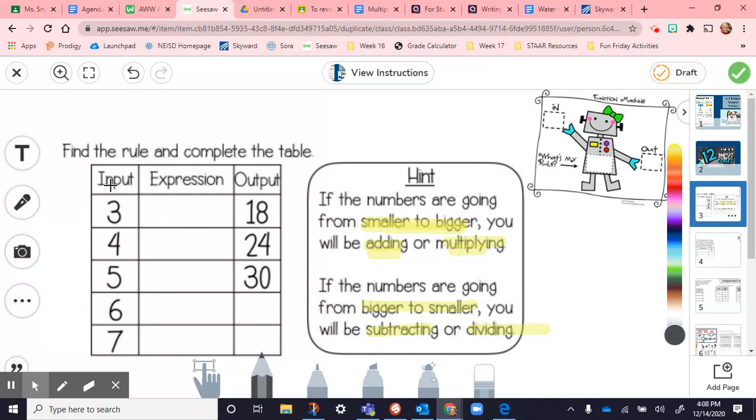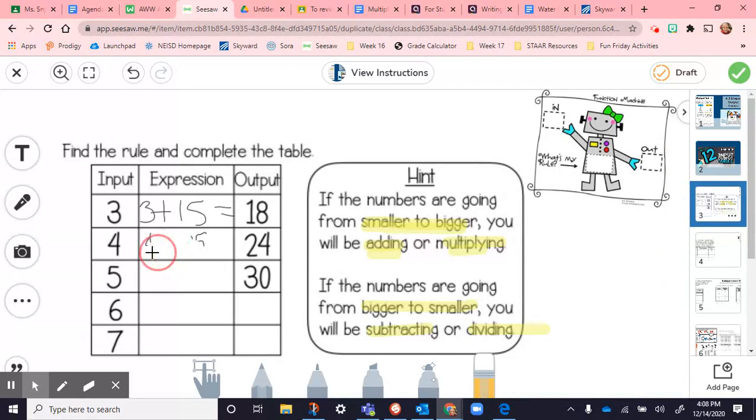So I notice that I'm going from a 3 to an 18. So I'm going to think to myself, okay, I know that I could add 15. So I could do 3 plus 15, and that would equal 18. But here, when I take this input and I add 15 to it, that would not give me 24. So let me erase that. That can't be my rule there. So let me try now. Adding's out. So let me try multiplying.